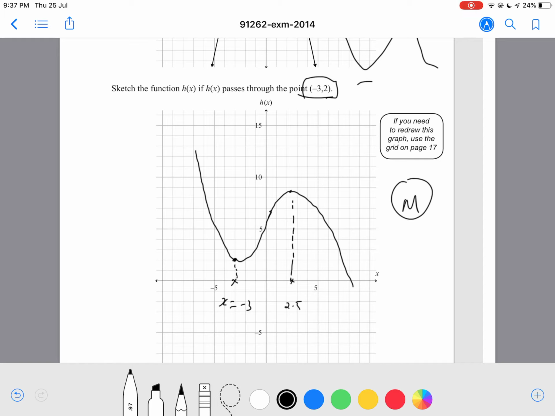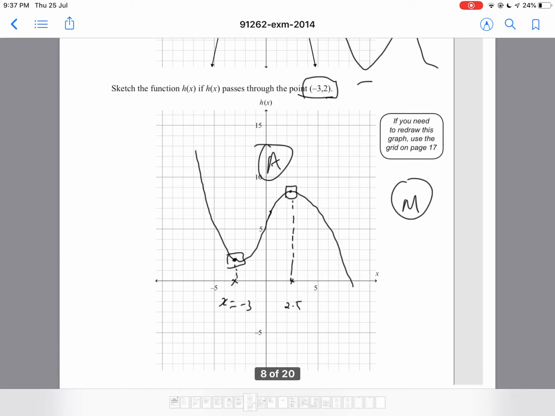To get an achieved grade, you're looking at either you have your turning point at this point here, or you can have your turning point in between 2 and 3, and either one of those will get you an achieved. And you need to have it in the shape of a negative cubic. That's a must.